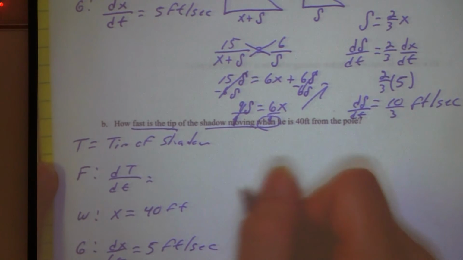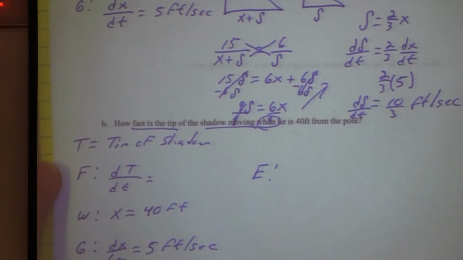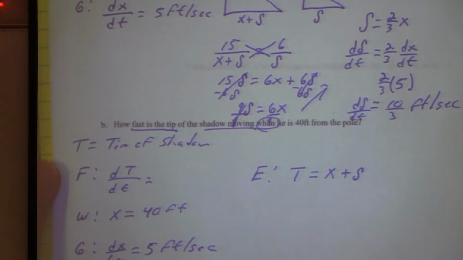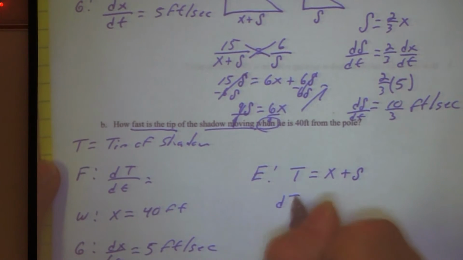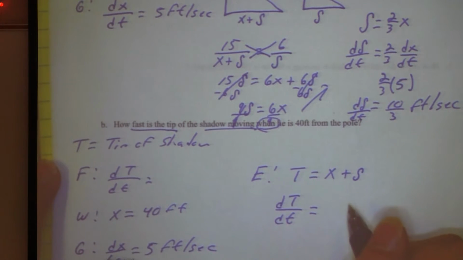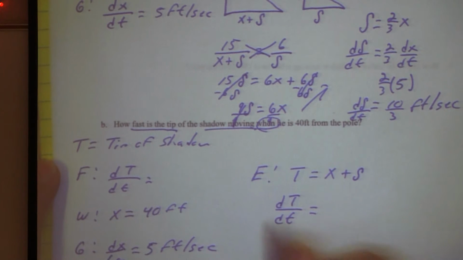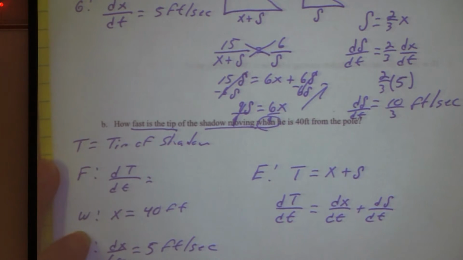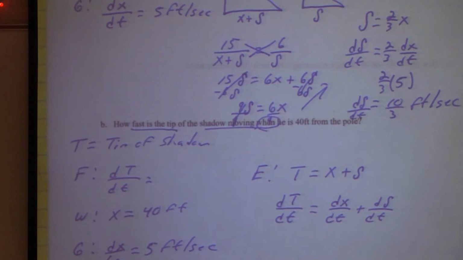Okay. And what's the equation that we're going to use? How are we going to figure out the tip? Where is the tip at? X plus what? S. So do we have an equation? All right. So can we differentiate it? dT over dt. Awesome, it's the greatest equation ever. So we end up with dx over dt plus ds over dt. Okay, and we know those two rates, so plug them in to figure out what we get.